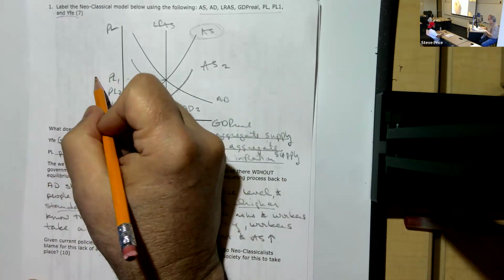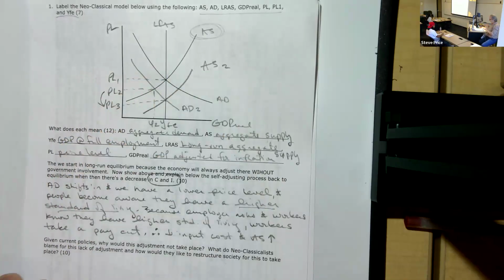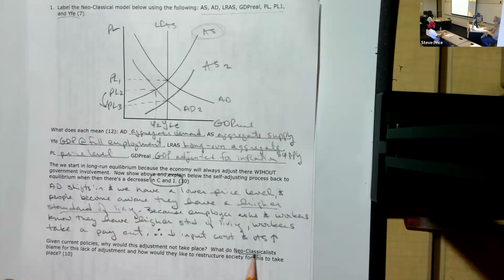The evidence is that prices are sticky. They don't usually move downward. But if we got rid of a bunch of stuff that neoclassicalists blame for the lack of adjustment process, how would they like to restructure society? What kind of programs keep us from taking pay cuts? What makes you think, yeah, hell yeah, fire me? What can you get? Well, what's one thing that you get that you pay into that you get when you're unemployed?